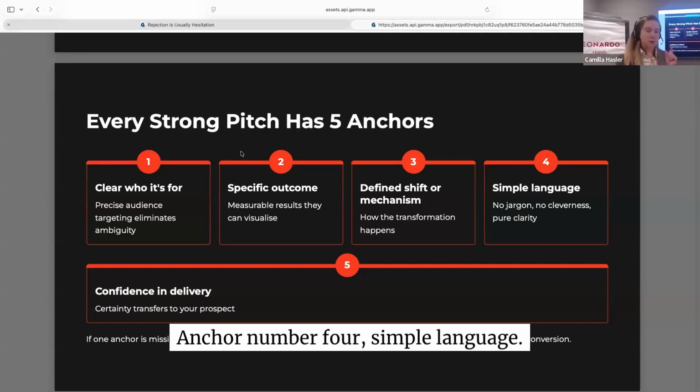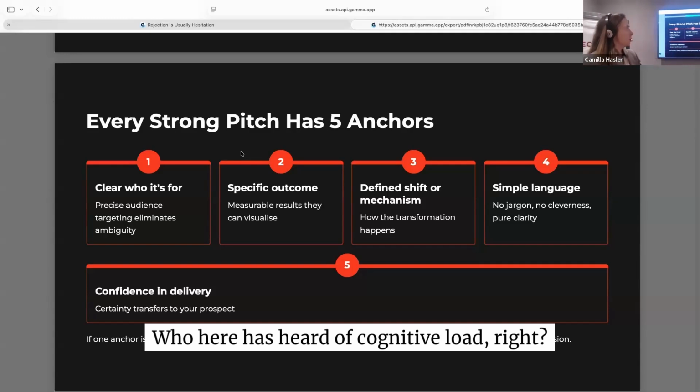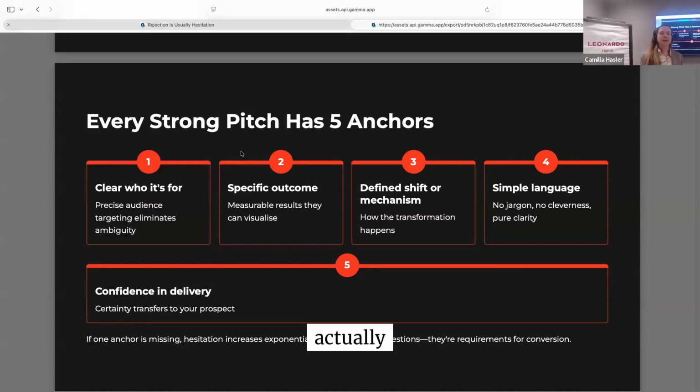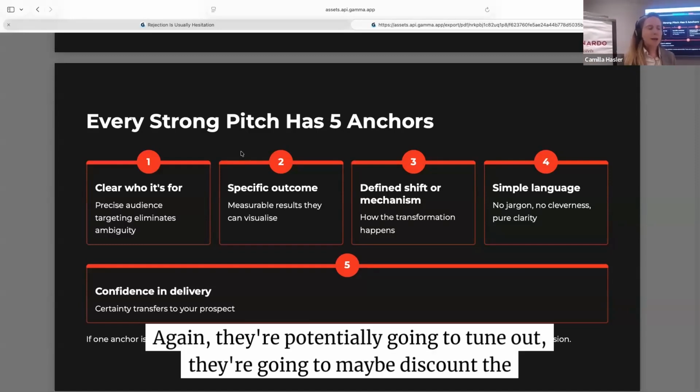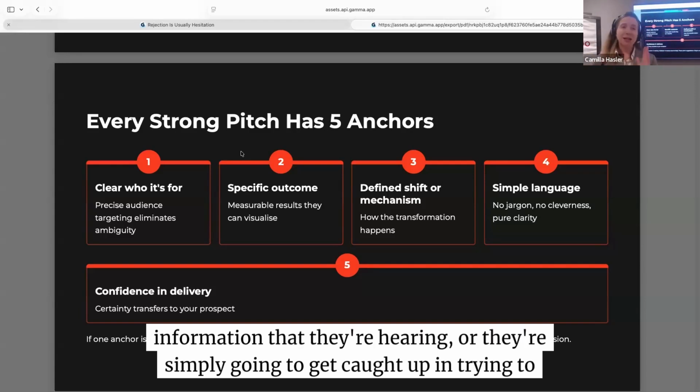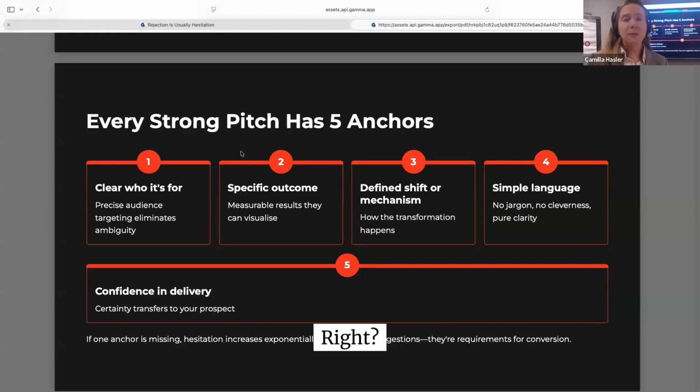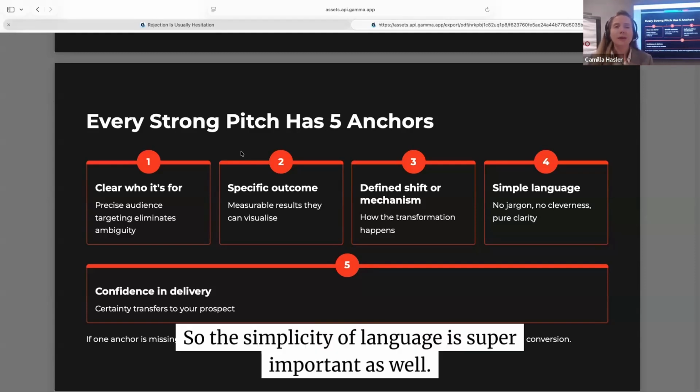Anchor number 4, simple language. Who here has heard of cognitive load? If we are using language or messaging which is creating too much burden on our buyers to actually grasp and understand, again, they're potentially going to tune out. They're going to maybe discount the information that they're hearing, or they're simply going to get caught up in trying to figure out what we offer, right? So the simplicity of language is super important as well.